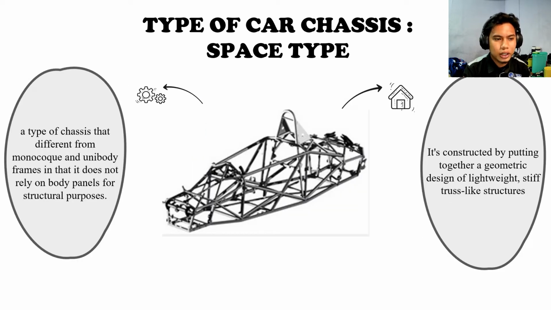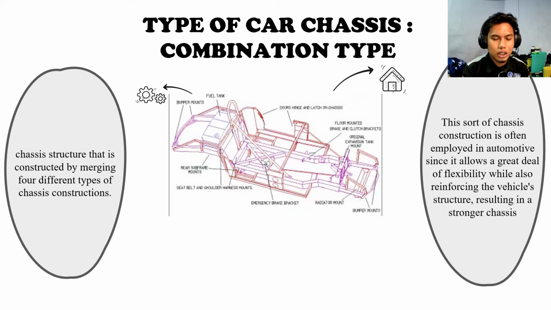Next, space type, a type of chassis that is different from monocoque and unibody frame in that it does not rely on body panels for structural purpose. It's constructed by putting together a geometric design of lightweight, stiff, truss-like structure. And lastly, combination type. A chassis structure that is constructed by merging 4 different types of chassis construction. This sort of chassis construction is often employed in automotive since it allows a great deal of flexibility while also reinforcing the vehicle structure, resulting in a stronger chassis.